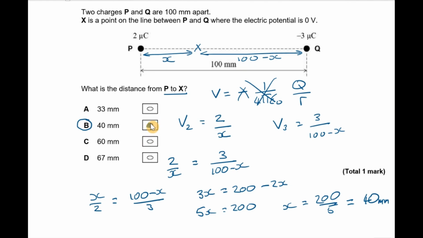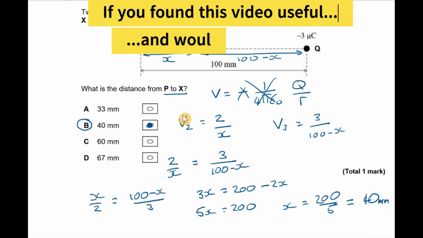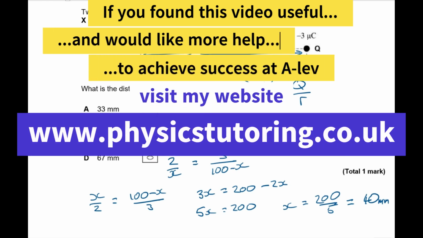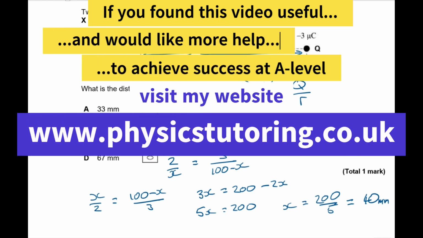So, as I said, doing multi-choice questions is a fantastic way to check your understanding and to make sure you've got good exam technique to do things nice and quickly.